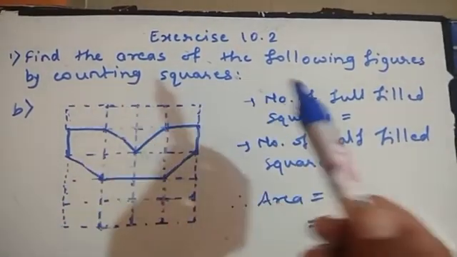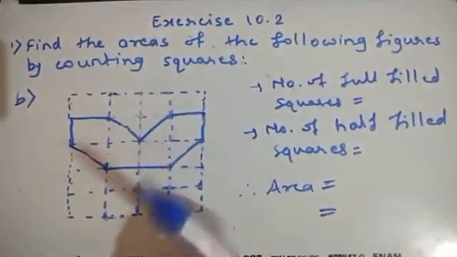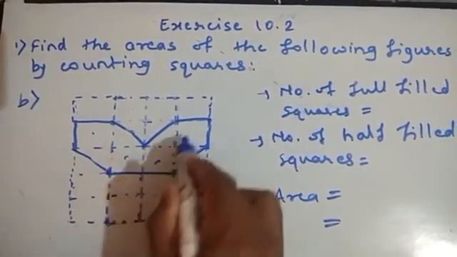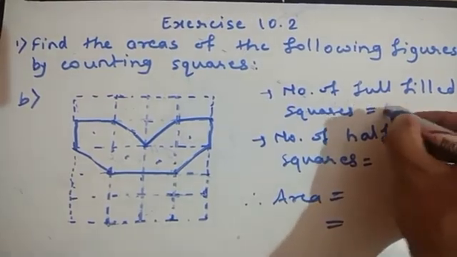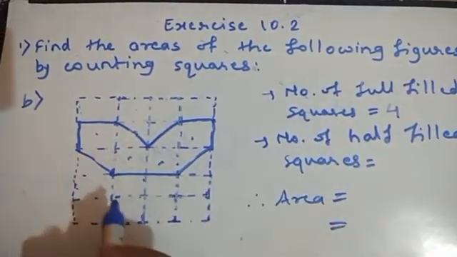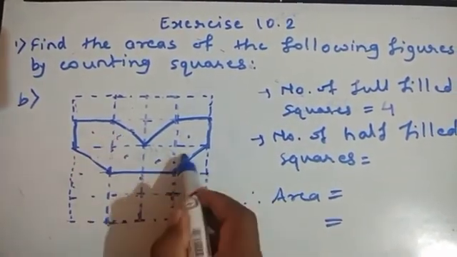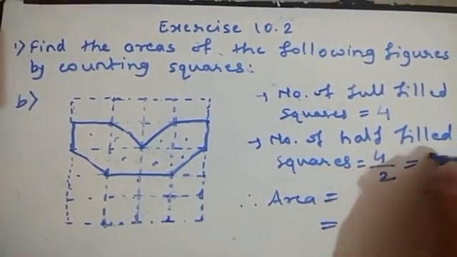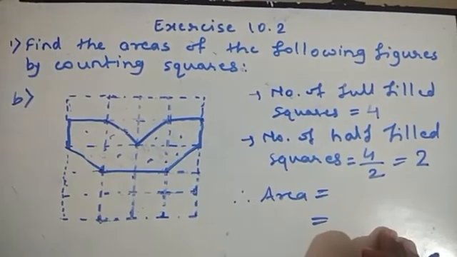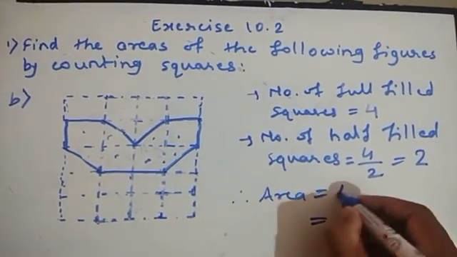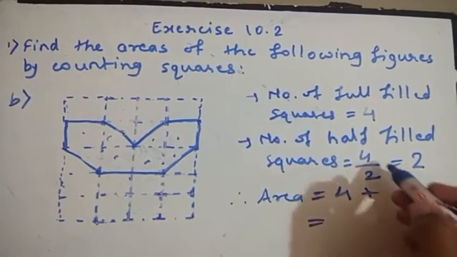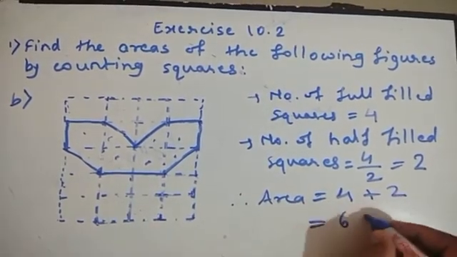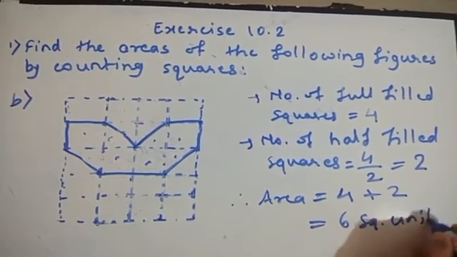Find the areas of the following figures by counting squares. In this other example, see here fully filled squares are 1, 2, 3, 4. So the number of fully filled squares is 4. As well as half filled squares we will count, 1, 2, 3 and 4. 4 are there. Therefore 4 divided by 2, so we will get 2. Therefore the area is fully filled squares 4 plus half filled squares 4 divided by 2, which is 2. That is 4 plus 2 is equal to 6 square units, the area of the given figure.